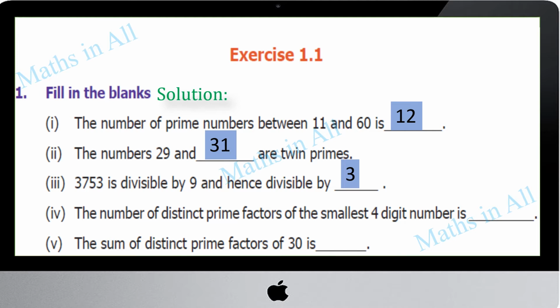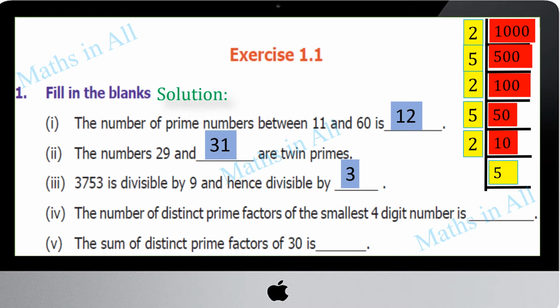Fourth, the number of distinct prime factors of the smallest 4-digit number is what? So we are already familiar with finding prime factors, isn't it? So what is the smallest 4-digit number? The 4-digit numbers start from 1000, isn't it? So that is the smallest number. So let me take 1000 and find the prime factors. Here I have given the answer. So 2, 2, 2, 5, 5, 5. This is the prime factorization of 1000, right?